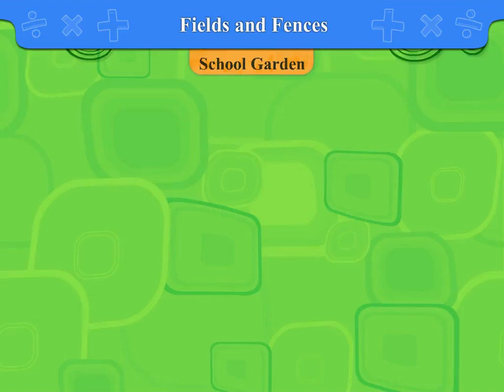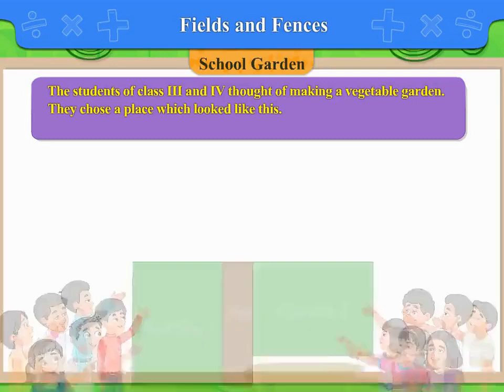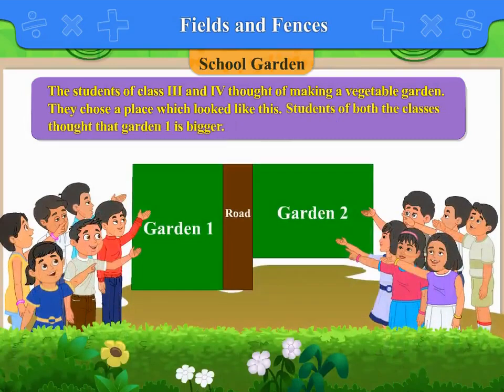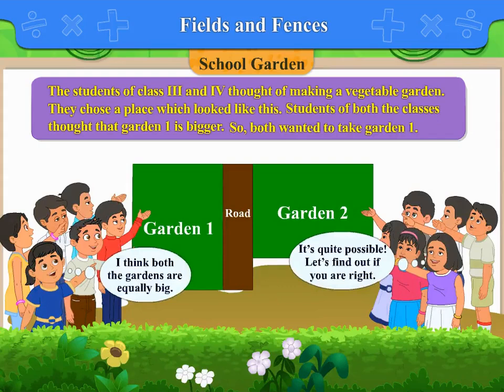School garden. The students of class 3 and 4 thought of making a vegetable garden. They choose a place which looks like this. Students of both the classes thought that garden 1 is bigger. So, both wanted to take garden 1. Suddenly, Neetu said, I think both the gardens are equally big. Sanya said, it is quite possible. Let's find out if you are right.